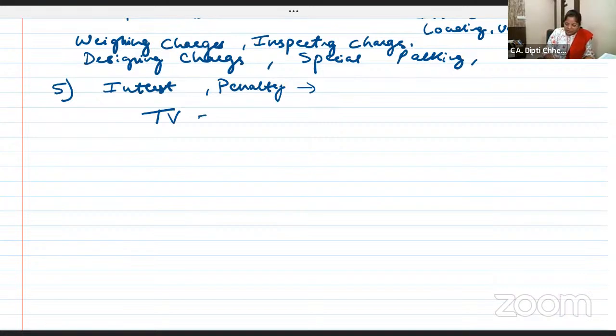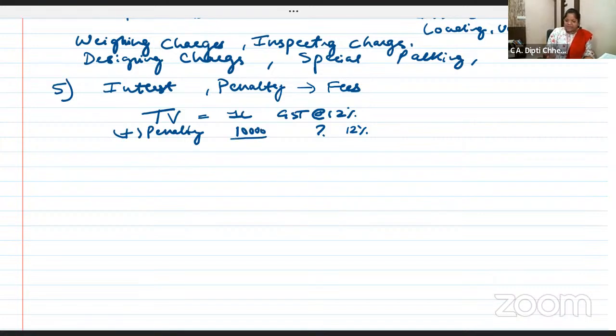Suppose the transaction value is 1 lakh and the GST rate is 12%. Now, because I'm making a late payment, I'm paying penalty or interest or fees. Then on that, what will be the GST rate? Obviously, 12%. Will that be added here? Say penalty 10,000? Yes. Good, is it clear?